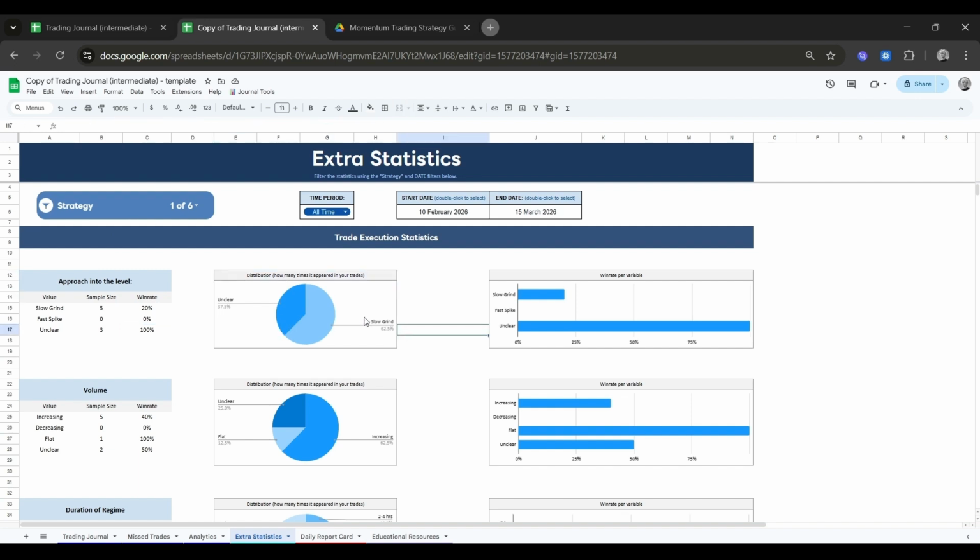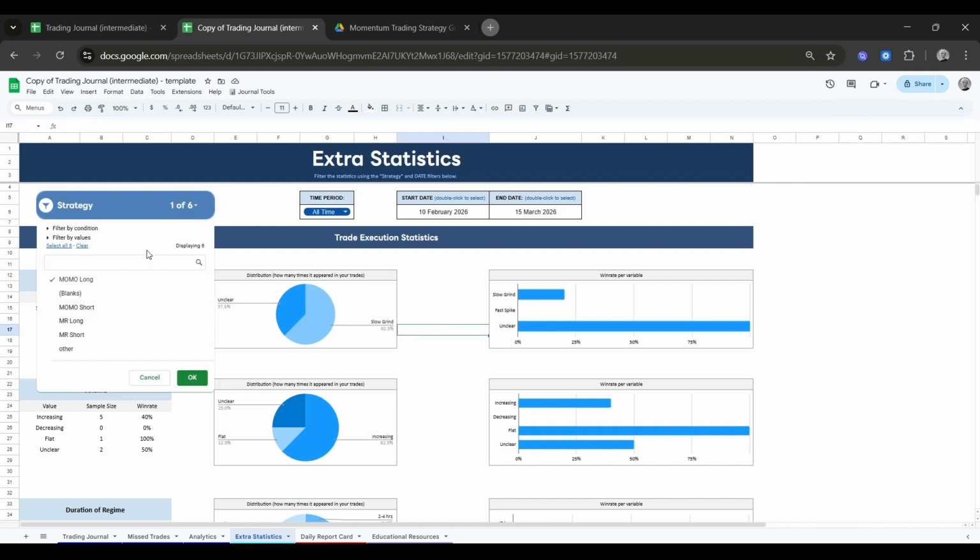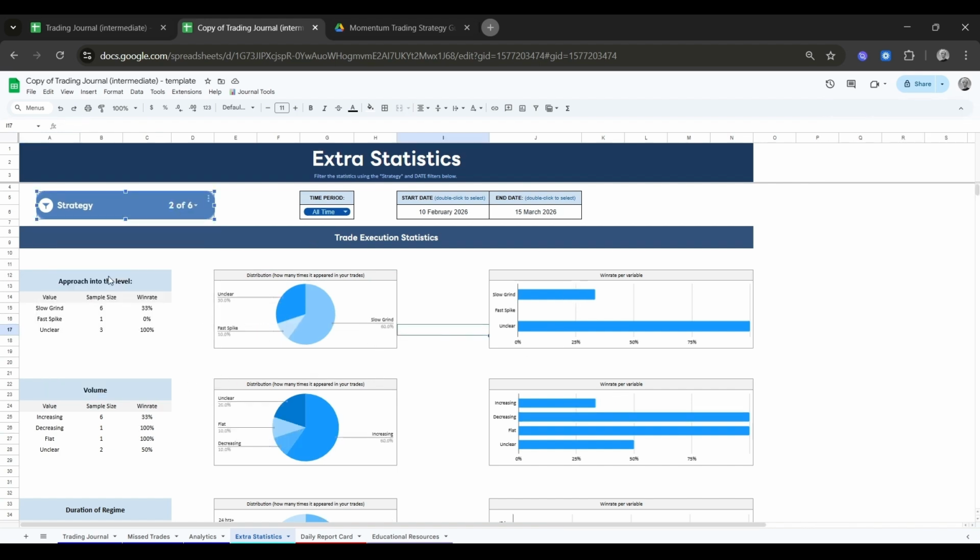In this section, we have a little pie chart which shows the distribution. So how many times did these variables appear for whatever strategies you have selected. So for example, here I've selected momentum long and momentum short. Most of the time, price did a slow grind into the level, and the fewest amount of times, price did a fast spike into the level. So this just helps visualize how often you are trading a momentum long based on whatever variable is present on the left-hand side of the chart.